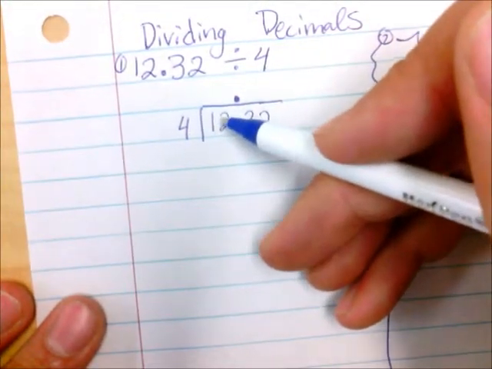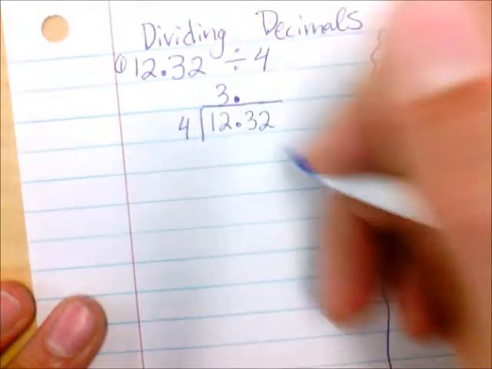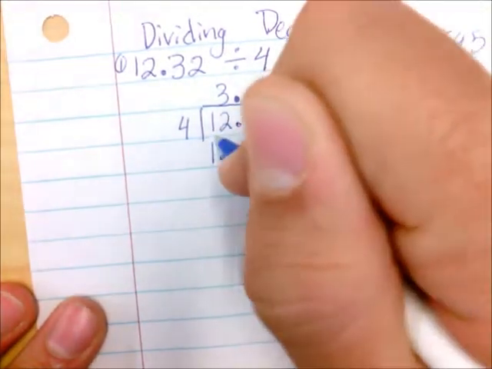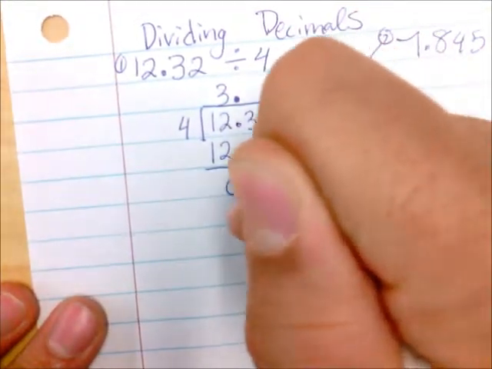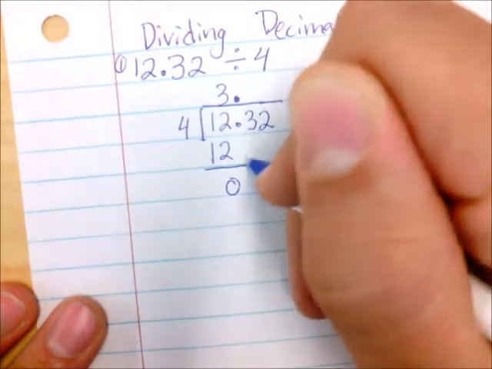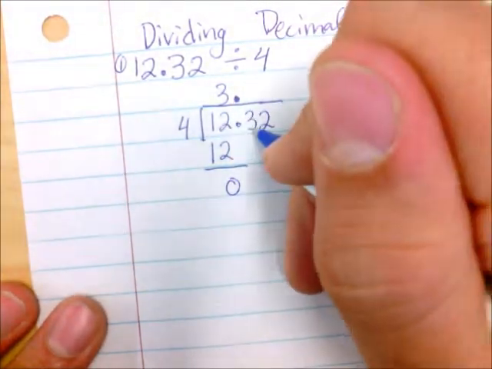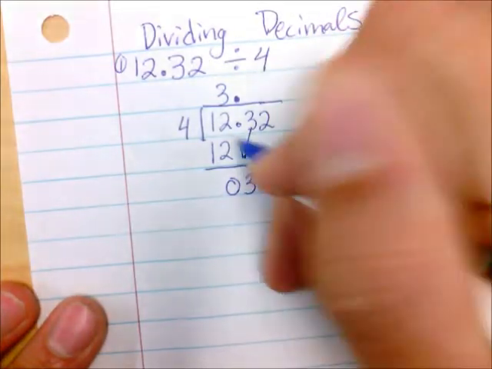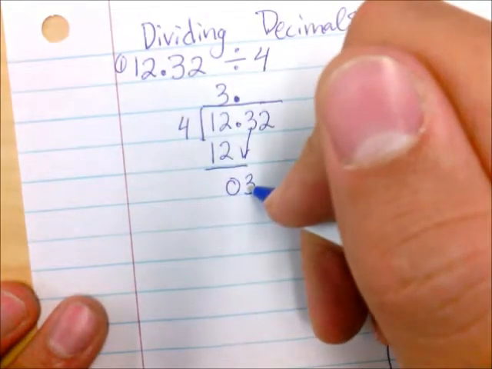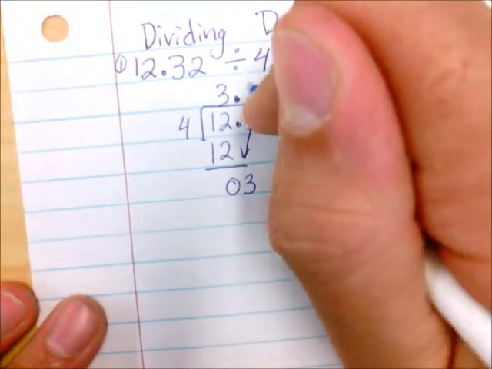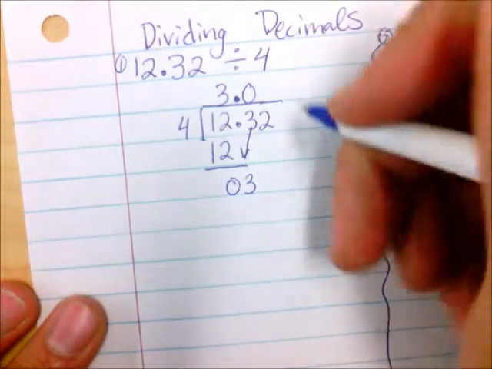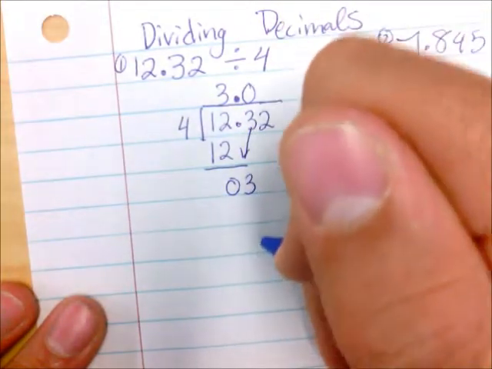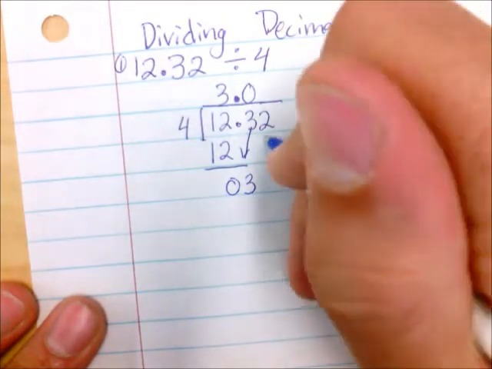4 does not go into 1, but it goes into 12 3 times. 4 times 3 is 12. Subtract. Alright. Check. Is 0 less than 4? Yes, it is. Bring down that 3 now. Okay? Well, does 4 go into 3? It does not. It goes in there 0 times. So I have to put that 0 up there. That's important. I could do 4 times 0 is 0 and subtract and still get 3. But I don't need to.